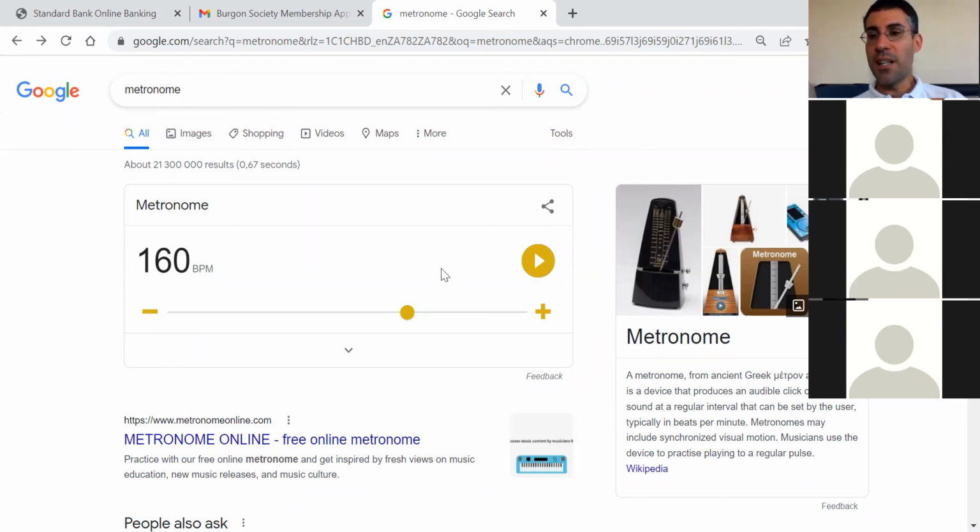All right, if you want to find this app, all you need to write into Google is metronome, and then you'll be able to see this and experiment with it. But you can also get these apps on your cell phone.